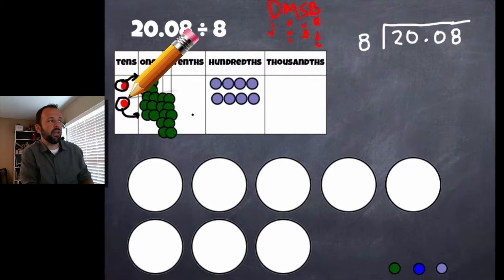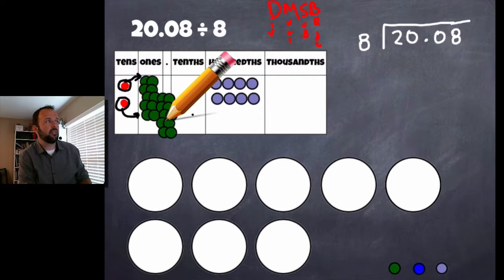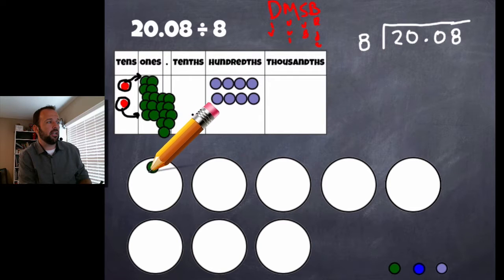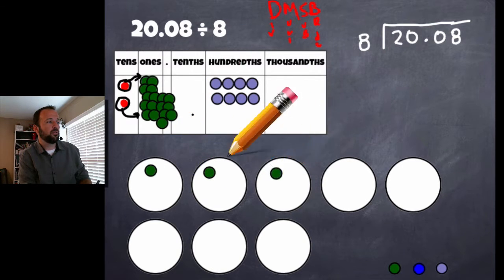2 can't be. So that's why I took those two 10s and I made them into 21s, because now I can divide. So now I'm just going to start taking these 10s and evenly distributing them amongst my 8 groups.